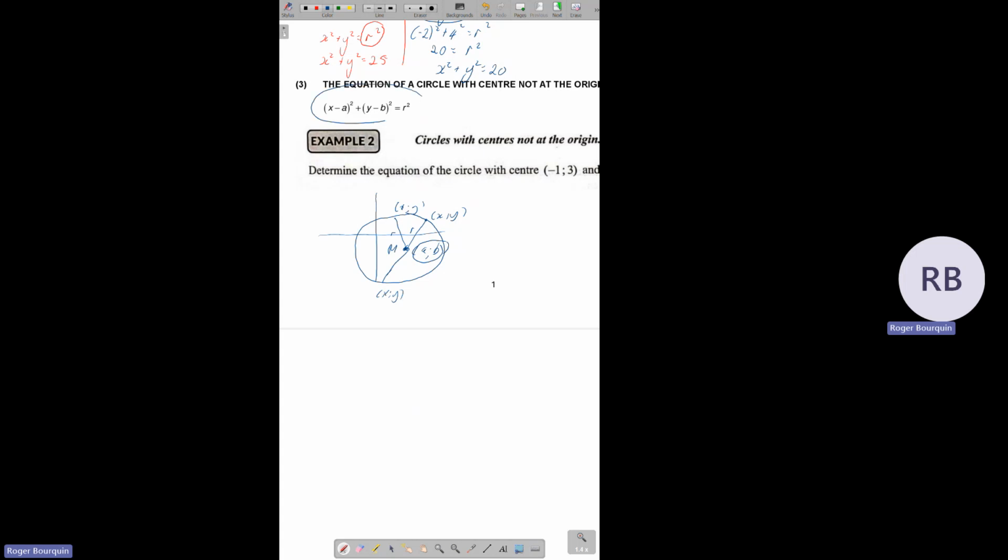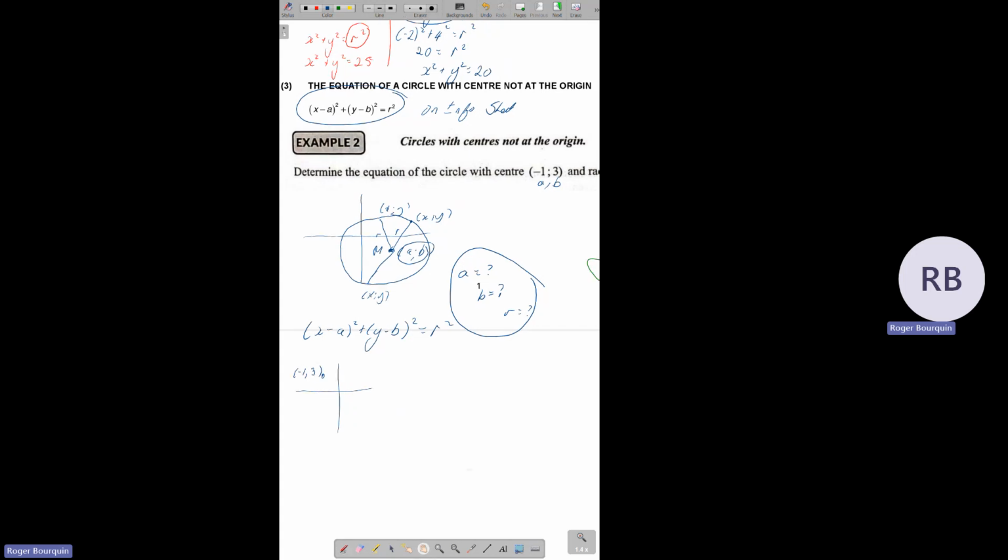Now this general formula is given to you on your information sheet. So if you're asked to find the equation of a circle where the center is not at the origin, you're going to write down the general formula first: x minus a squared plus y minus b squared is equal to r squared. Your objective is to find a number for a and for b and for r. Once you've got that, you've got the equation of your circle. So what do a and b stand for? A and b stand for the center of the circle. So in this case, a and b are -1 and 3. You've got a circle with the center at -1, 3.